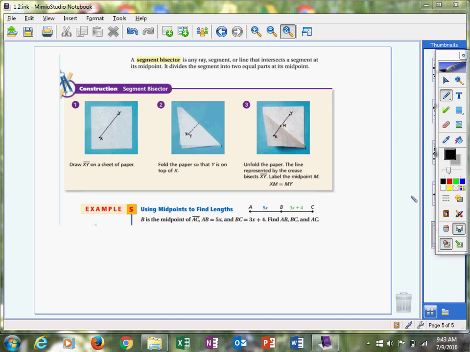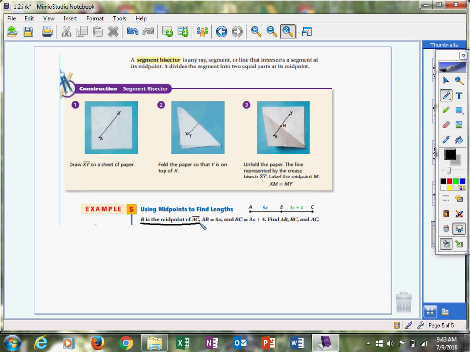This is not something you assume. You don't look at a figure and go, well, that looks like it's in the middle. They have to tell you if that point that's in the middle is actually a midpoint. And they do, they tell us that right here. B is the midpoint of AC. So we know that B is the very, very center, and it splits AC into 2 equal segments.